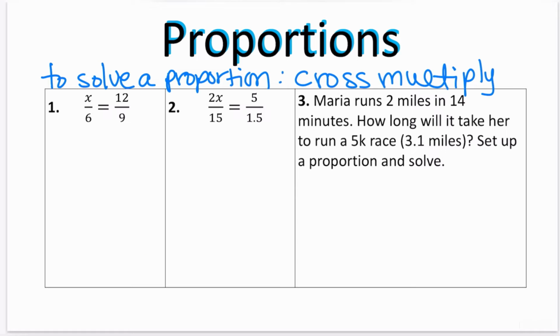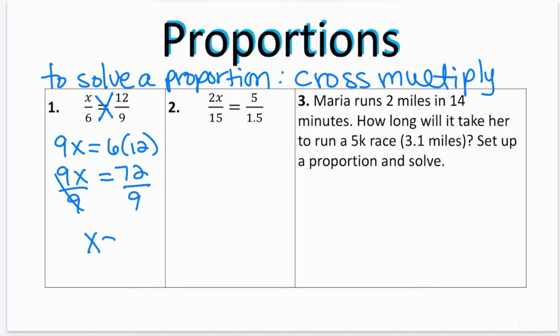To solve a proportion, we are going to cross multiply. So if we take a look at question number 1, x is to 6 as 12 is to 9, we are going to cross multiply. That means 9 times x is equal to 6 times 12. So 9x is equal to 72. Divide by 9 on both sides. So x is equal to 8.